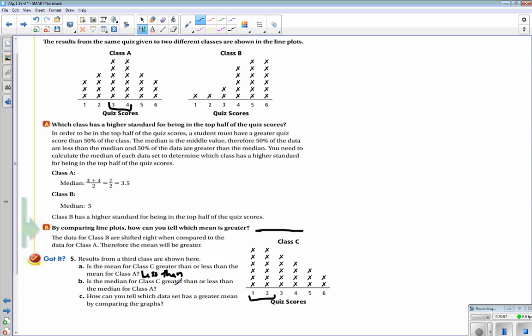Is the median for class C greater than or less than the median for class A? Well, class C is also going to be less. How can you tell which data set has a greater mean by comparing the graphs? Just by looking at the graphs, because your data is heavy on this side, all your numbers are going to be lower.